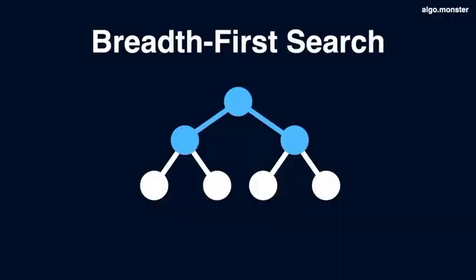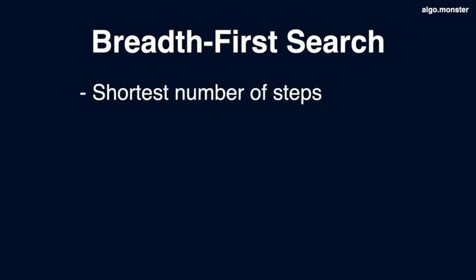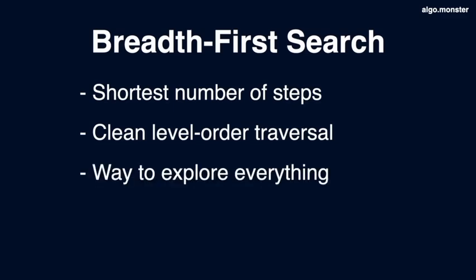BFS, breadth-first search, is one of the most common and powerful patterns for traversing nonlinear structures like trees and graphs. The core idea is this. You explore the structure level by level, start at the root or source node, then visit all its neighbors, then all their neighbors, and so on, before going deeper. This pattern is useful because it naturally gives you the shortest number of steps to reach something, a clean level order traversal, and a guaranteed way to explore everything evenly and fairly.